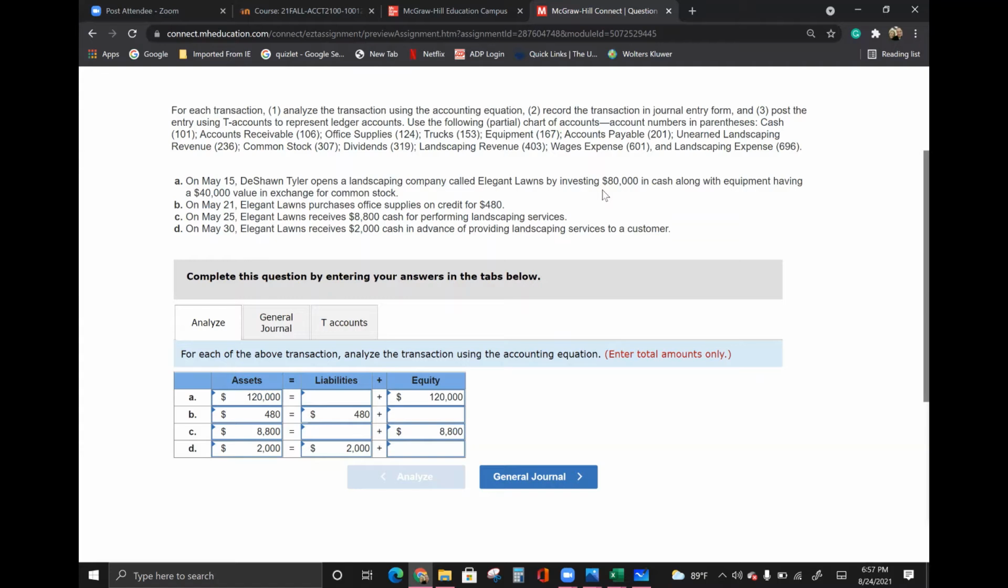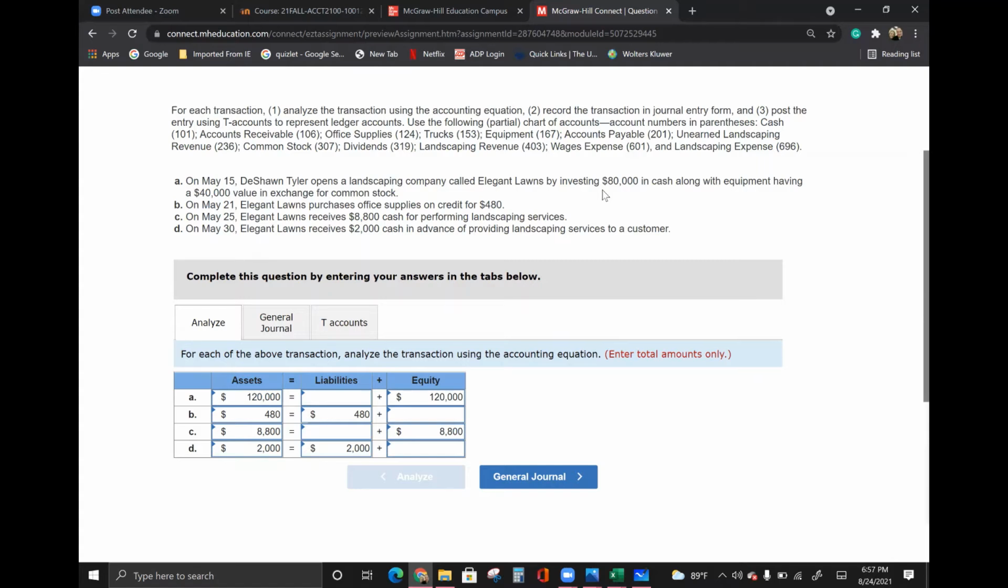On May 25th, Elegant Lawns receives $8,800 cash for performing landscape service. So I go out and perform landscaping services. That's my revenue, right? Where does the revenue show up? Where is it going to be in the equation? Assets. The sales part, the revenue part. Equity. And the reason why is because it's income. So when you look at the expanded equation from last week, in the equity section, you'll see your income and your expenses in the equity section, along with the dividends and common stock.